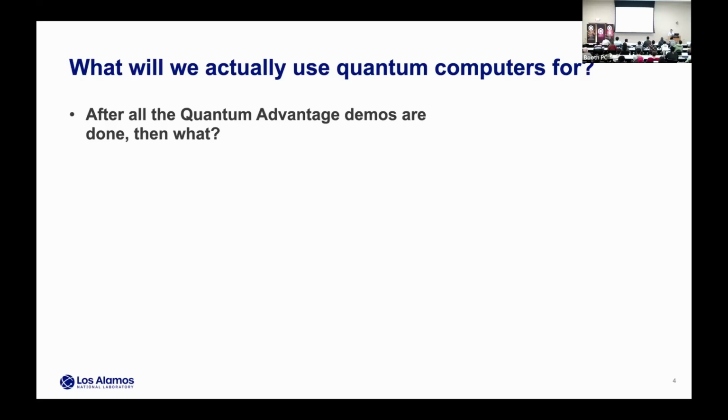Does anyone have a good idea? What's your favorite thing? What's the first thing you're going to use a big, awesome quantum computer for? What was that? Someone proposed RSA. That's a good idea. You need a really big quantum computer for that. Do you know how big?